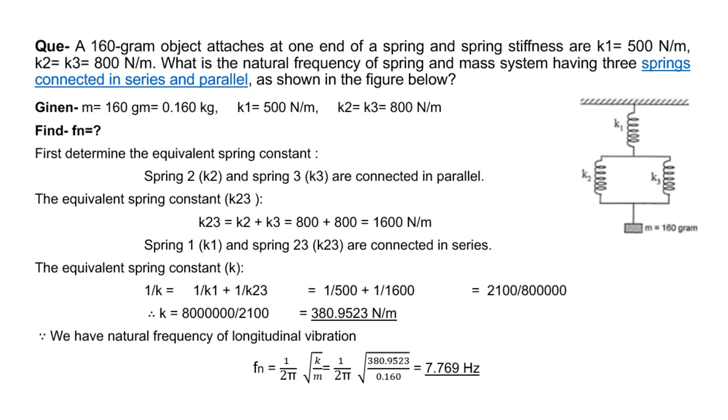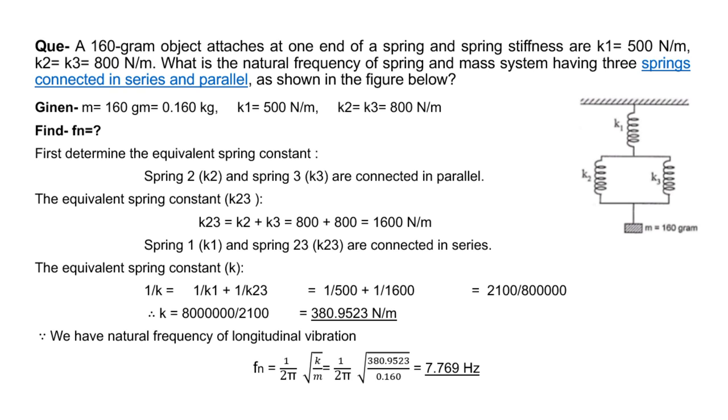Now in this figure you are observing that K2 and K3 are springs which are in parallel combination, whereas the equivalent spring stiffness of K2 and K3 is in series with K1, and after finding that you will get the equivalent spring stiffness of the system.